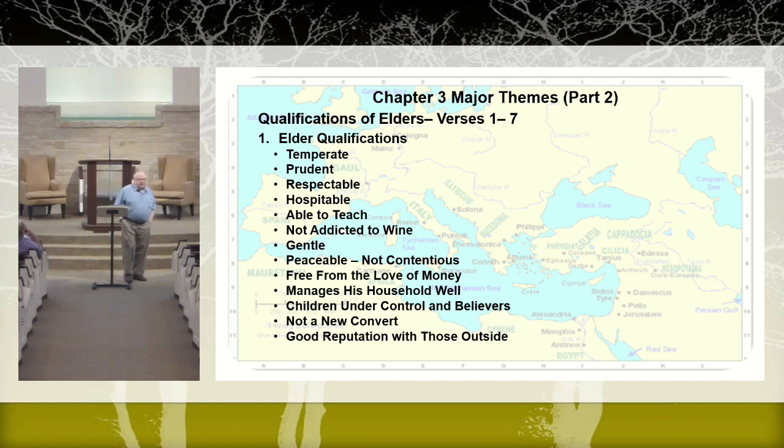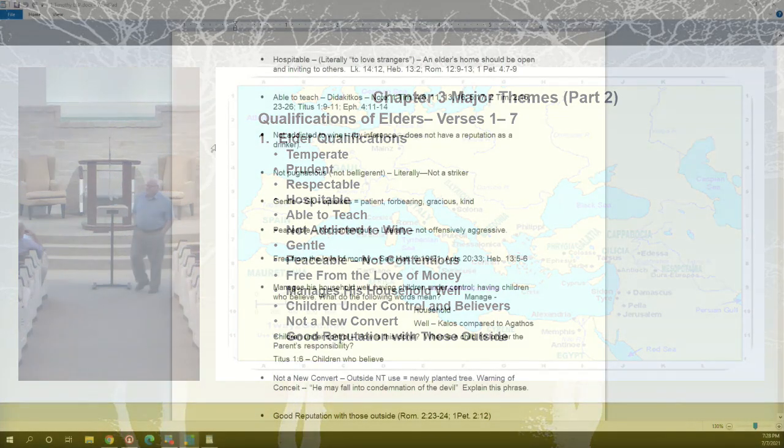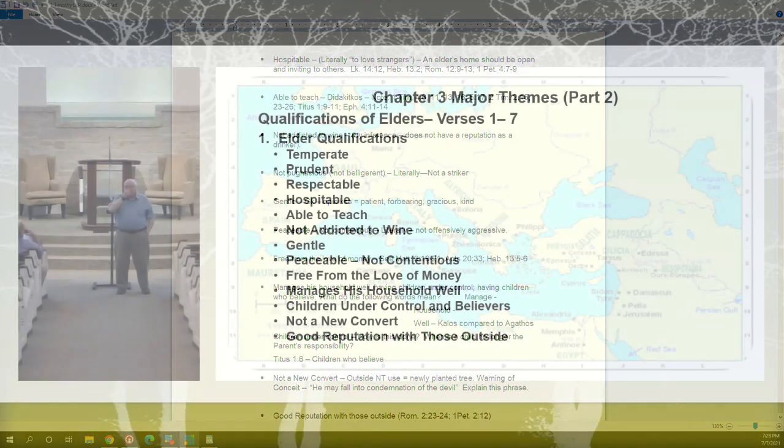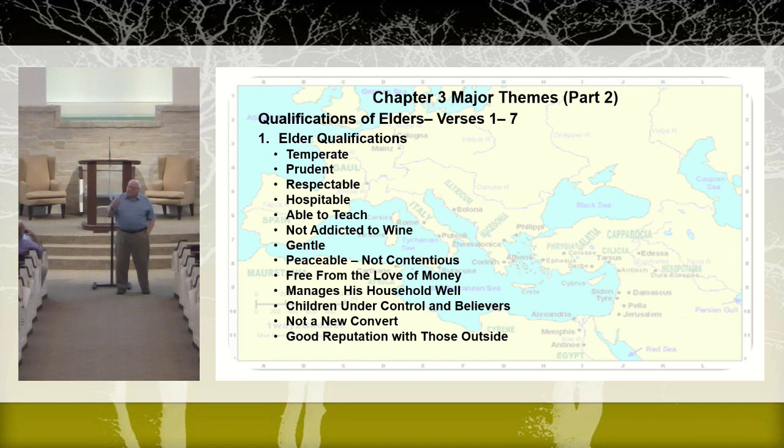What do you think about hospitable? What does that mean to y'all? I know what it means to me. What does it mean to y'all? Love your neighbor. Welcome your neighbor. Okay? That means you're open to bring people into your house.